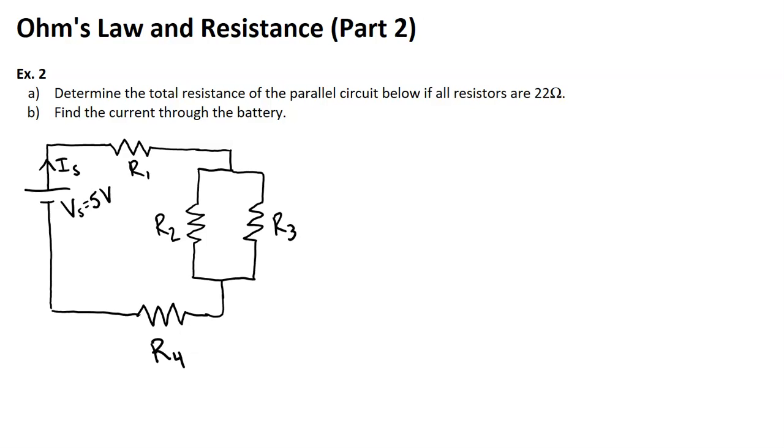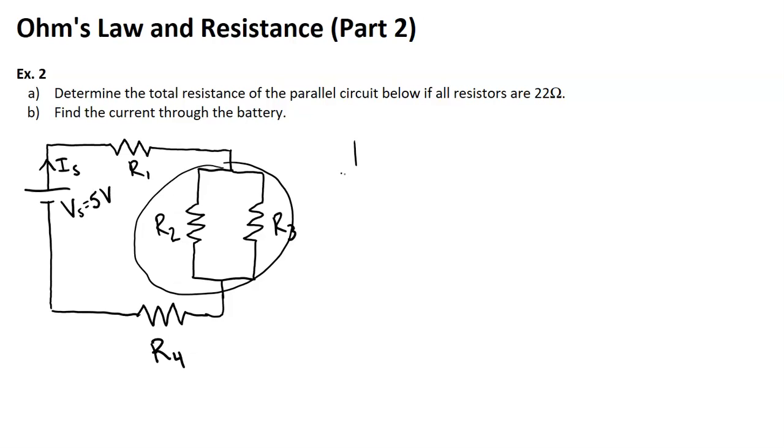In order to solve this type of circuit, we first need to simplify it and figure out what the parallel portion of the circuit is first. So we're going to do the parallel portion, and then we're going to have R1 in series with the parallel portion in series with R4. So let's see how we would calculate that.